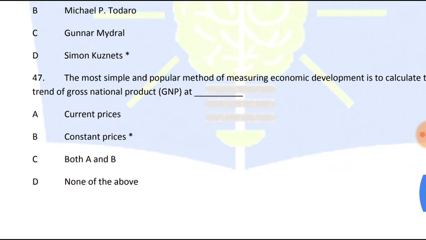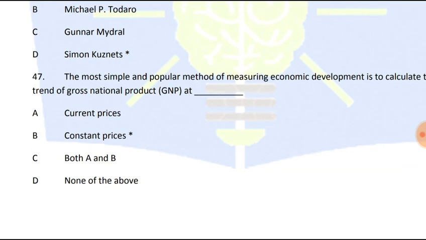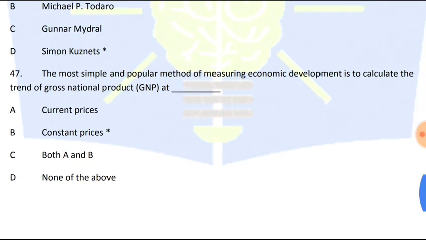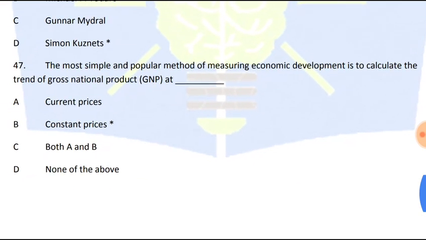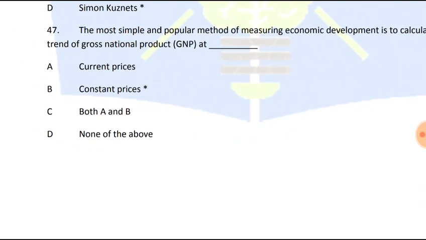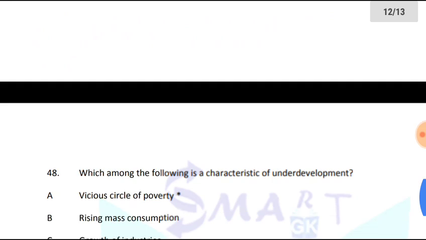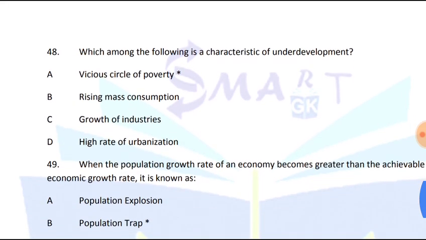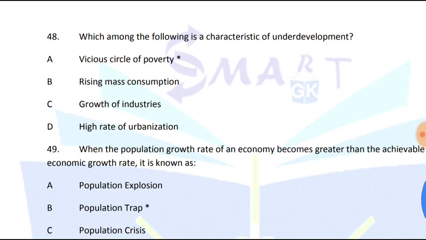The next question is, the credit of developing the concept of modern economic growth goes to Simon Kuznets. The next one is, the most simple and popular method of measuring economic development is to calculate the trend of gross national product, GNP, at constant prices. The next one is, which among the following is a characteristic of underdevelopment? Vicious circle of poverty is a characteristic of underdevelopment.